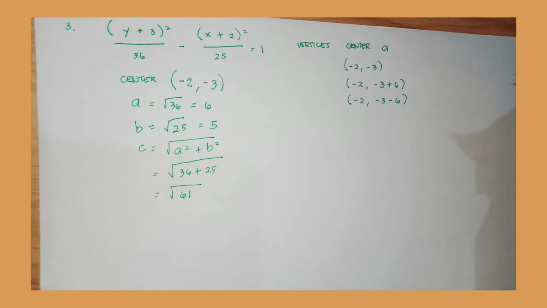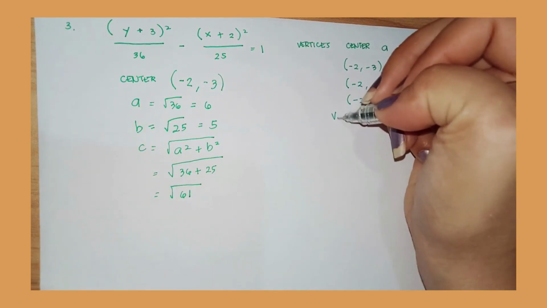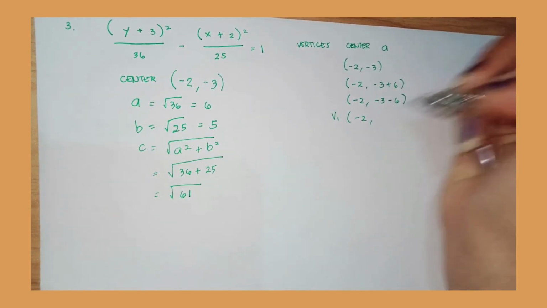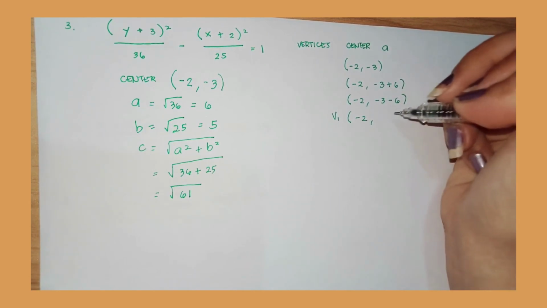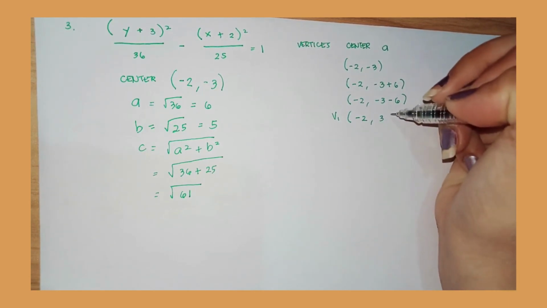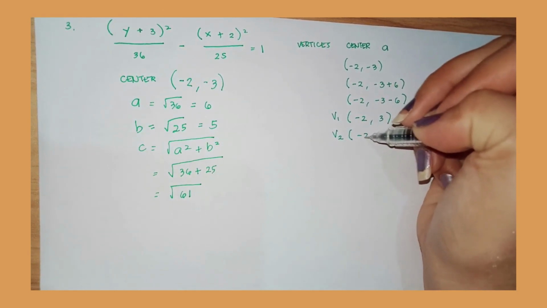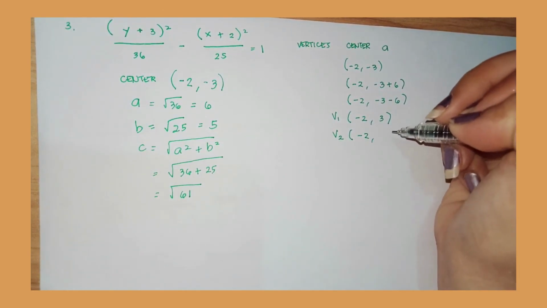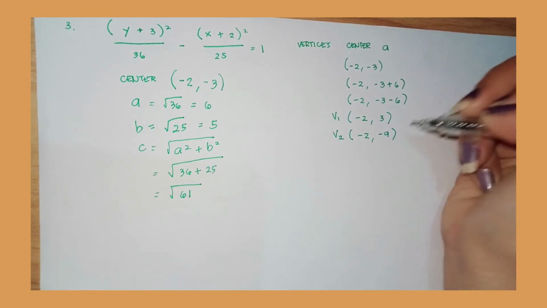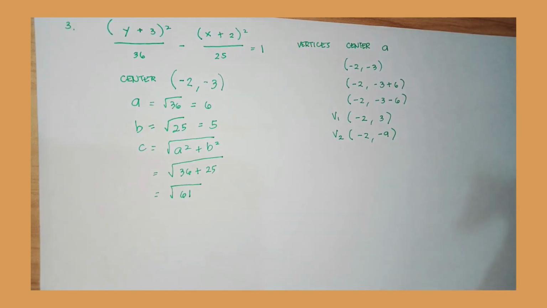So, meaning, our vertex number 1 is negative 2, negative 3 plus 6, that is positive 3. Then, our vertex number 2, copy negative 2, negative 3 minus 6, that is negative 9. So, this will be our vertices.